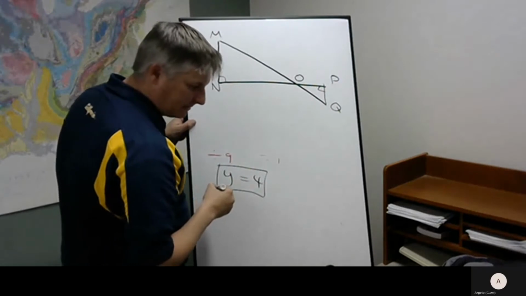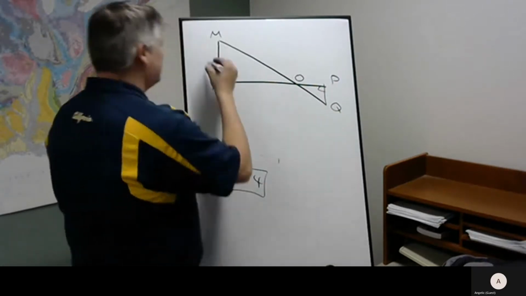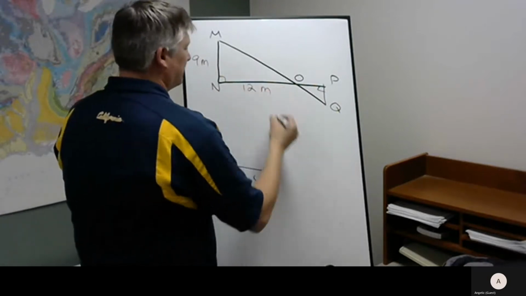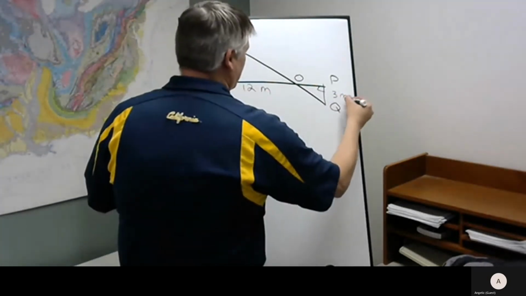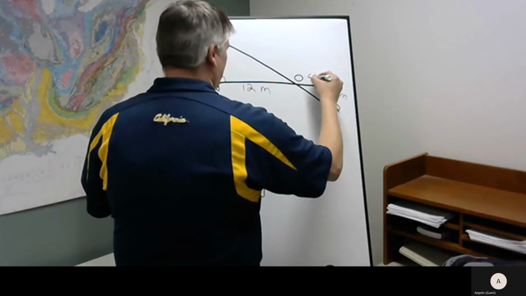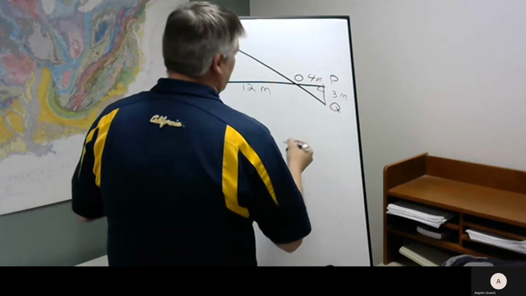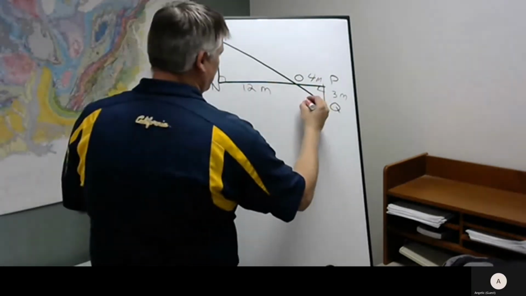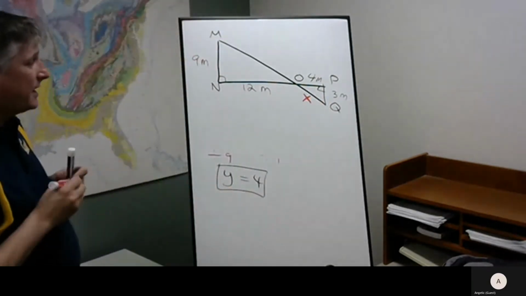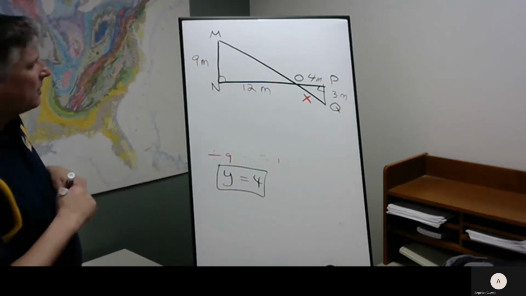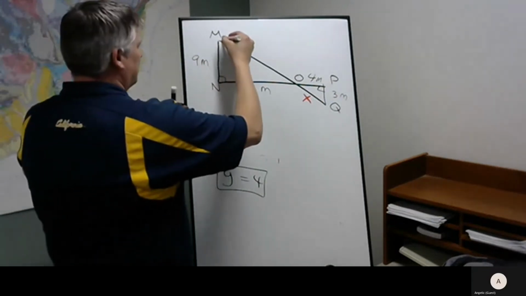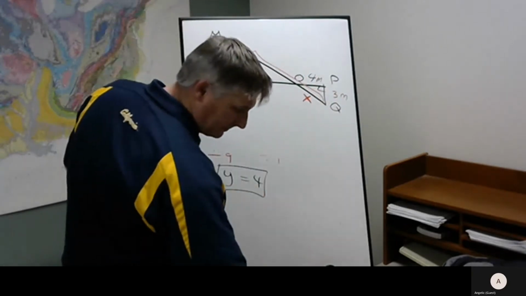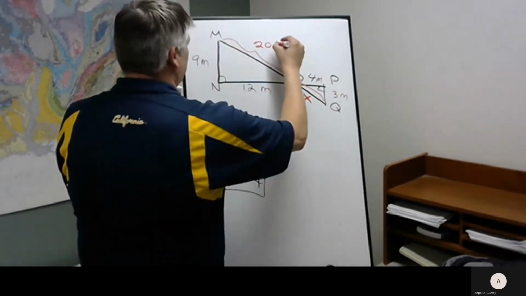And so we found out that, let's see, they told us that MN was 9. This was 12. This one was 3. And we found this one. This one was 4. We're missing this one. So if you want to redraw this, you can, certainly. Now, we're also told, though, that this whole thing here is 20.